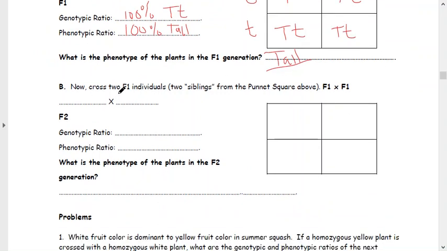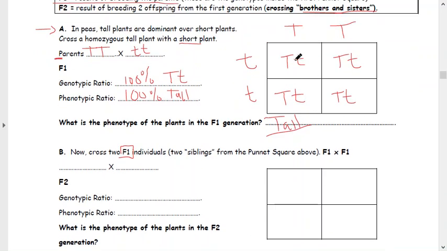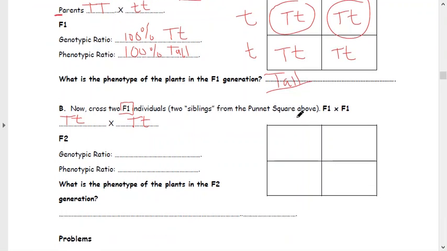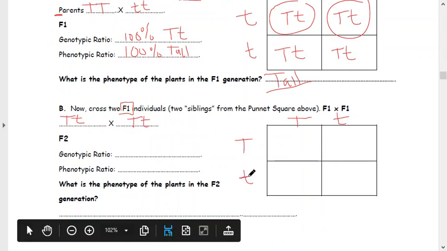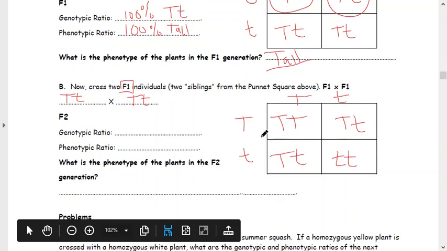So if you cross two F1 individuals, and again, because they're all the same, you can really pick any two. So let's just pick this one and this one. We'll rewrite their genotypes down here. And it says cross them in this Punnett square here. So let's put one of them on top and one of them on the side. And we're going to do the same thing. So these are like the grandkids, right? This is the F2 generation.